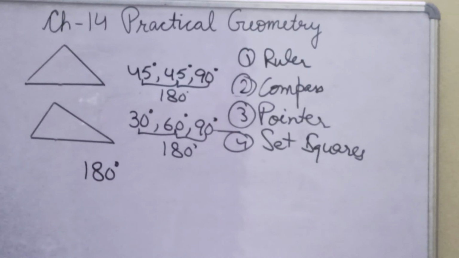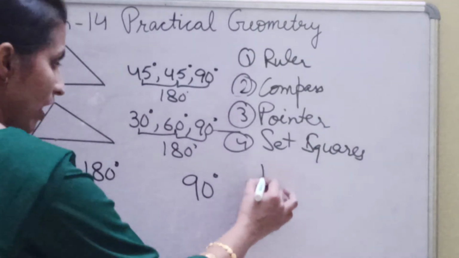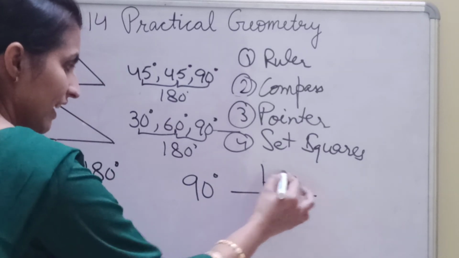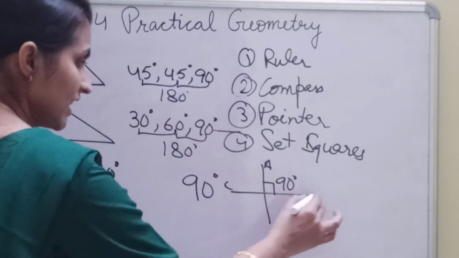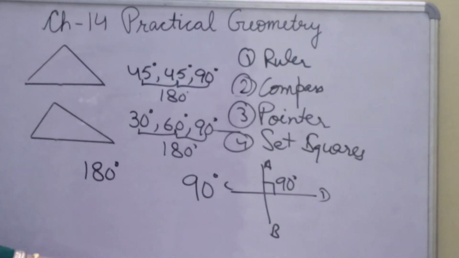Now why are we using this? These set squares are used to find whether lines are parallel or perpendicular. Perpendicular means when the line segments or lines are perpendicular, you have an angle of 90 degrees. Suppose you have it like this. So this angle is 90 degrees, and suppose this is AB and this is CD. So you can say that AB is perpendicular to CD. So this is your perpendicular.